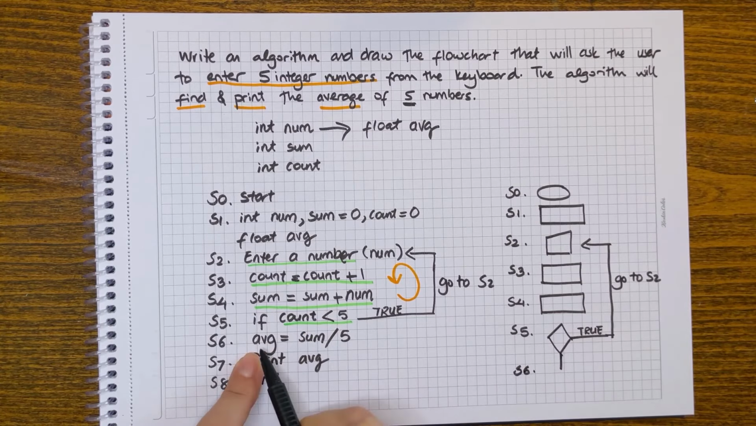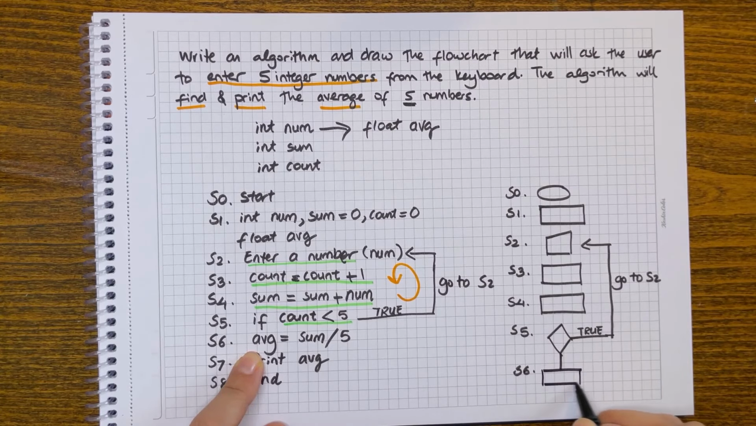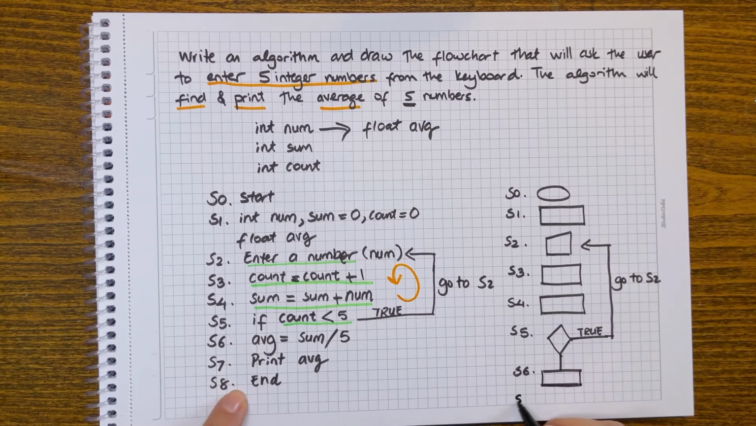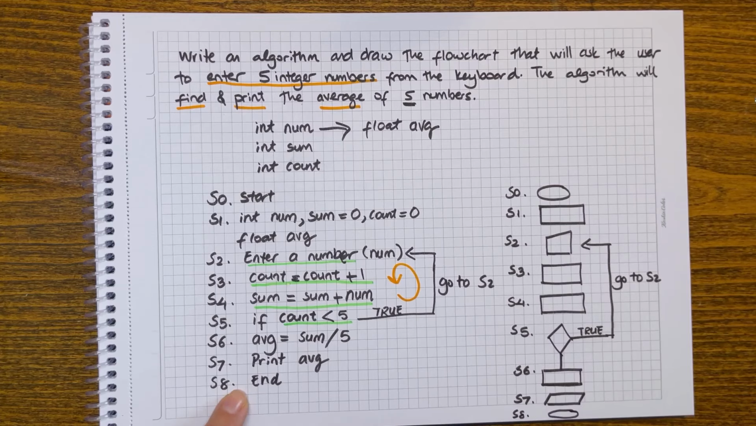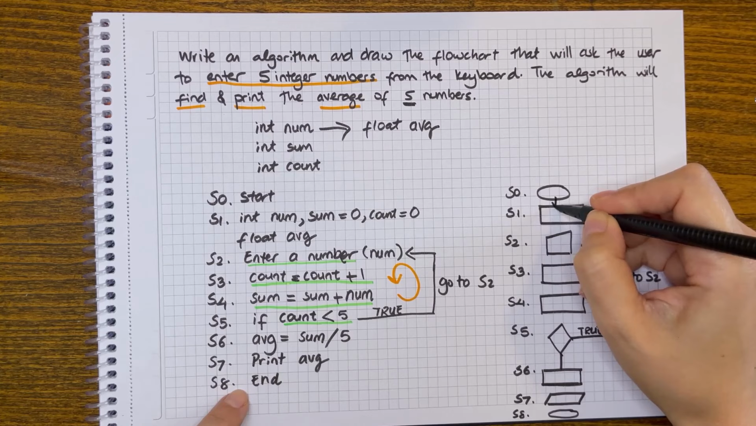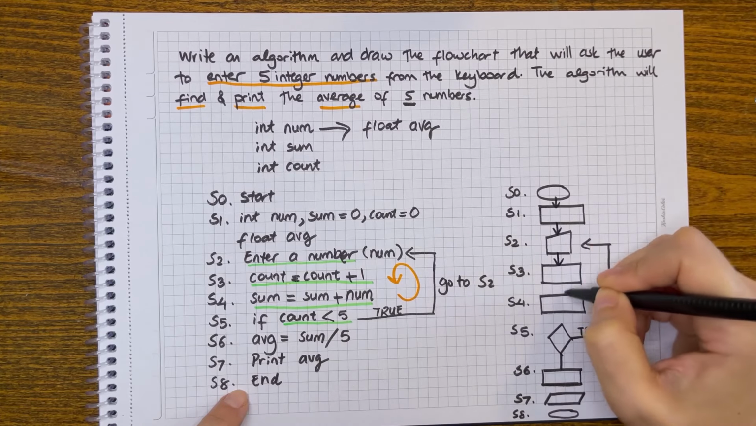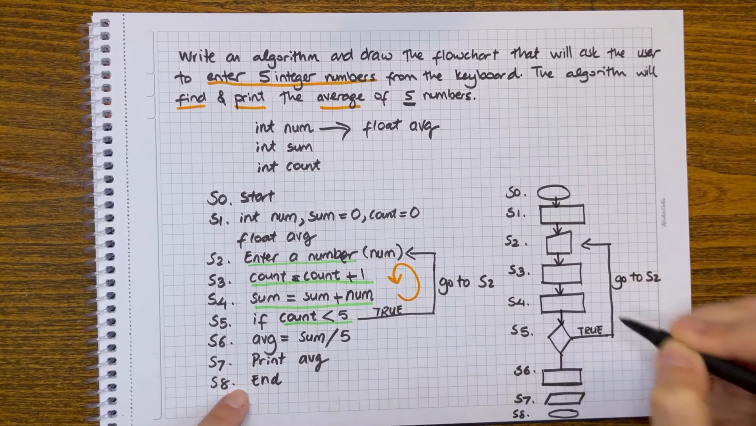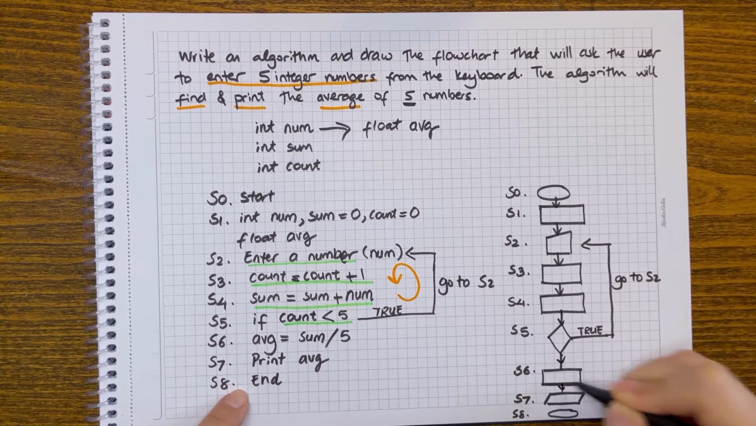In step number 6, average calculation is written, a mathematical expression, so a rectangle is required in here. And in step number 7, we print the average with a parallelogram. And in step number 8, I put another oval shape in here. All right, so simply put the connection symbols to connect all the steps together.